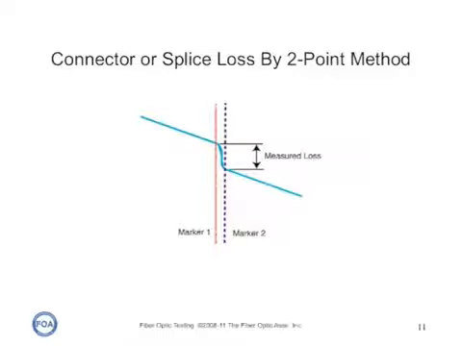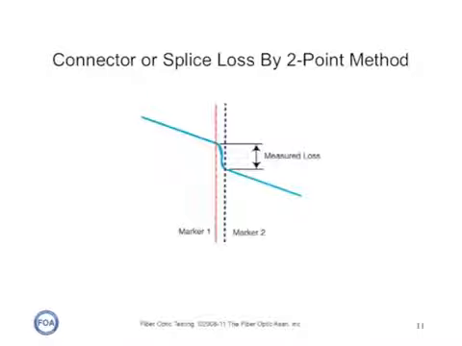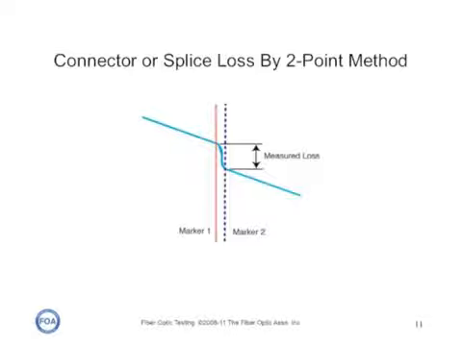The problem is that there is some fiber in between the two markers caused by the resolution of the OTDR at the event. And that can have a significant loss in fiber itself and add to the measured loss. That becomes an error. So what we can do is we can do loss by least squares also.